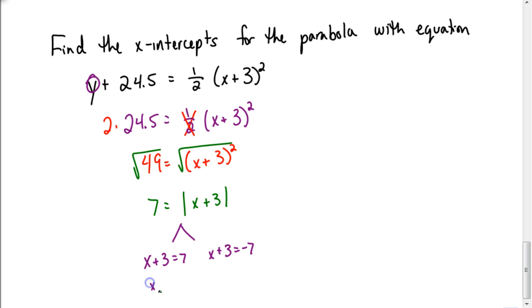So in the first equation, I would subtract 3 from both sides. When you do that, you would get x equals 4. And in the second equation, when I subtract 3 from both sides, I'd get x equals negative 10. So my x-intercepts in this case are going to be where x is 4, y is 0, and where x is negative 10 and y is 0.